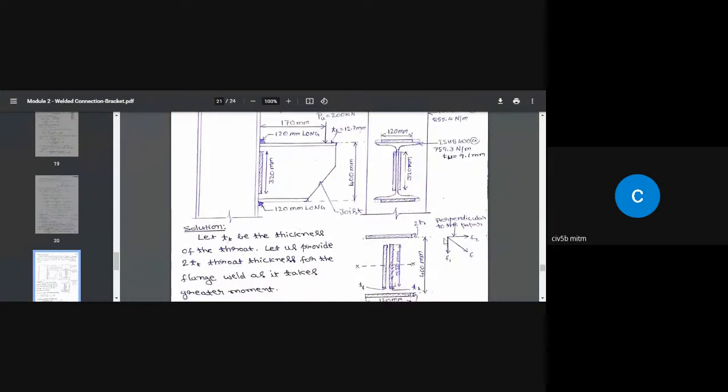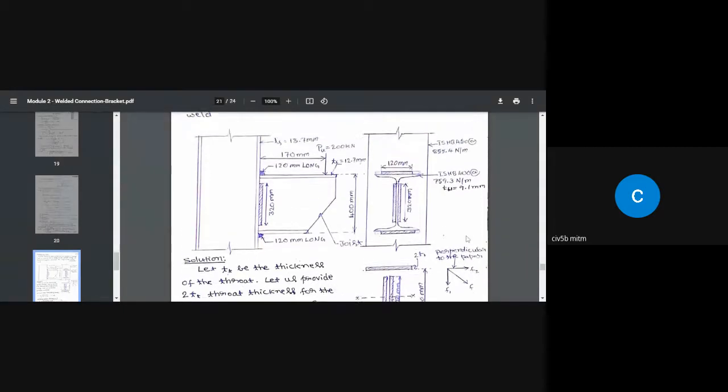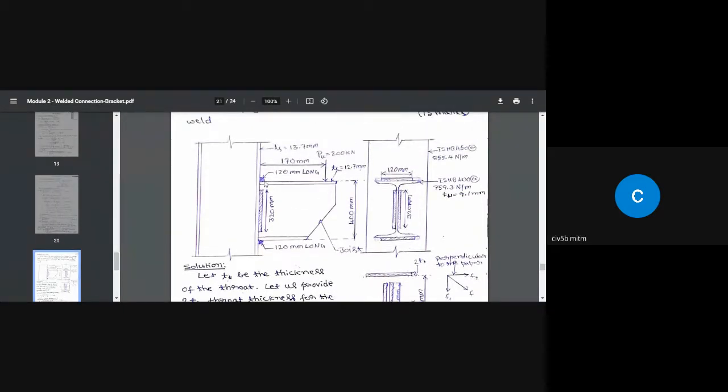So the shear stress acts like this, downwards. It is going to be uniform over the entire area of the throat of the weld. And as far as F2 is concerned, it acts away like this. For this portion of the weld, anything below the neutral axis, the weld is going to be subjected to compression. But we are only worried about the tension part. F2 happens on the top weld.